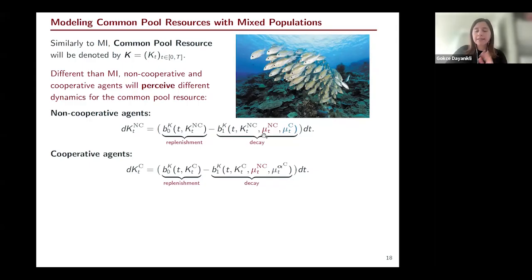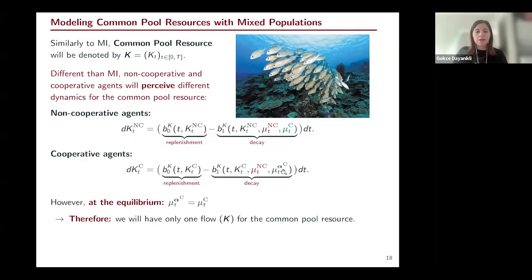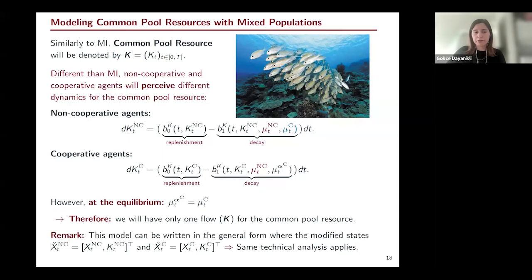For the non-cooperative agents, they are going to put these exogenous distributions for the non-cooperative agents and the cooperative agents. For the cooperative part, since they see their effects, they are going to put this distribution that is affected by their own decision. So they are going to see their own effect on the common pool resource dynamics. The interesting thing is that since at the equilibrium these are going to be equal to each other, these two dynamics are going to correspond to each other, and at the equilibrium we will have one dynamics for the common pool resource.